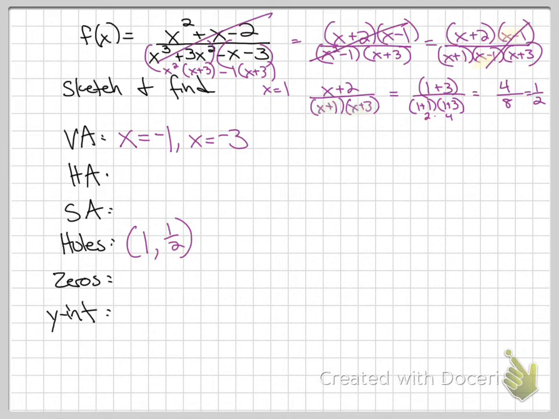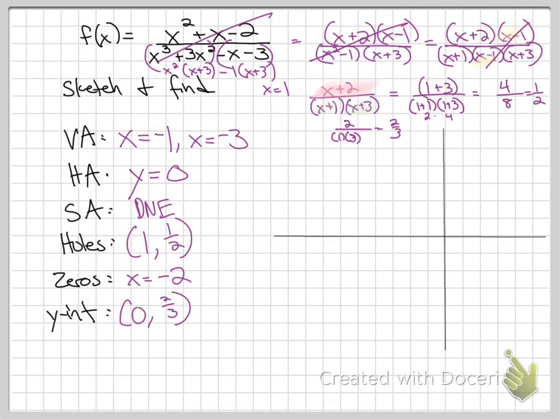Checking the exponent, it's bigger on the bottom, so horizontal asymptote, y equals 0. I have a horizontal, so I cannot have a slant. Zeros come from anything that's left on top, so x plus 2 is going to give me a zero at x equals -2. And y-intercept, plug in 0. I'm running out of space. I want to have space to draw this, but plug in 0. If all the x's are zeros, then I just get 2 over 1 times 3, which is 2/3. So 0, 2/3.